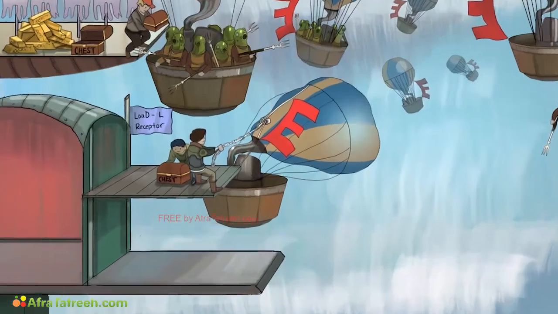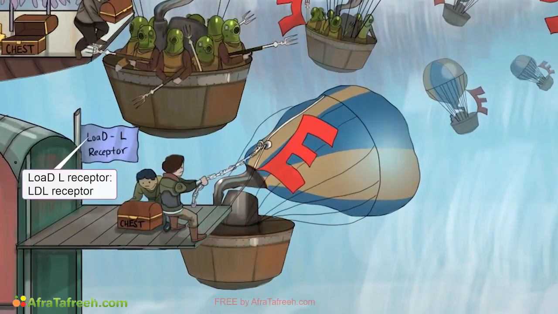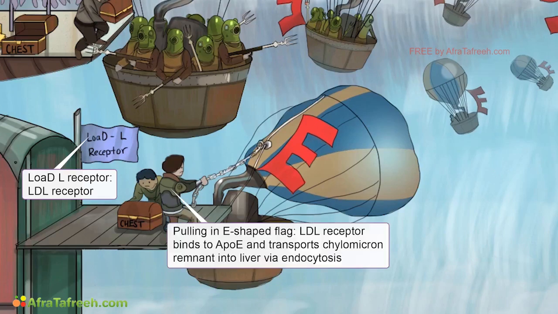Once depleted of their triglycerides, these chylomicron remnants reach the liver, where they're cleared from the circulation. Specifically, ApoE interacts with the LDL receptor, and the particle is taken up by receptor-mediated endocytosis. This is depicted on the liver station at the load L receptor, where a dock worker is latching on to that ApoE flag and reeling in this depleted hot air balloon.